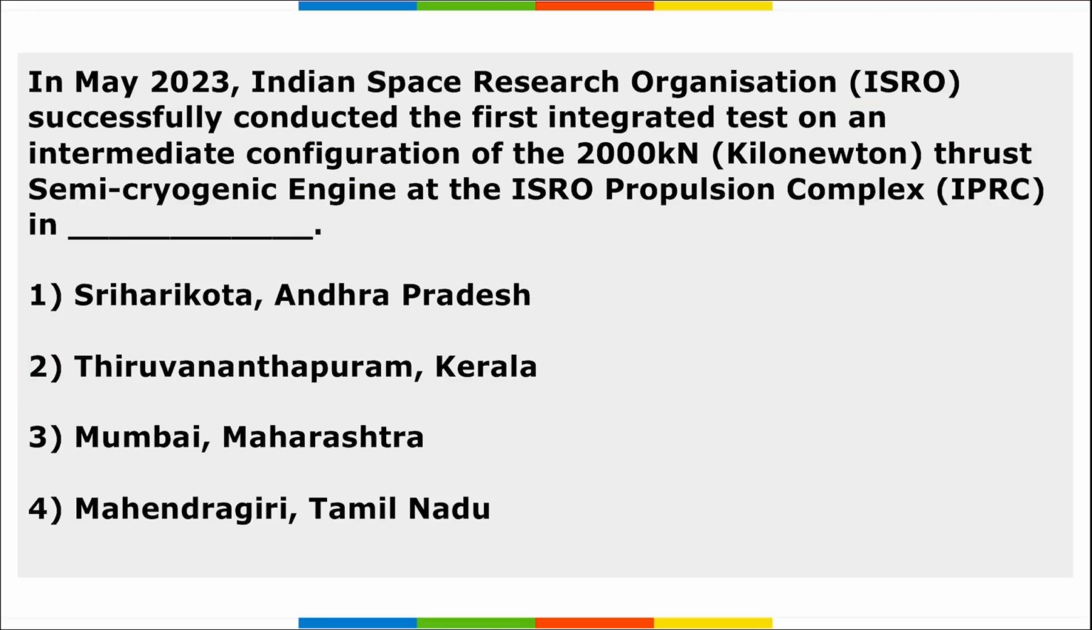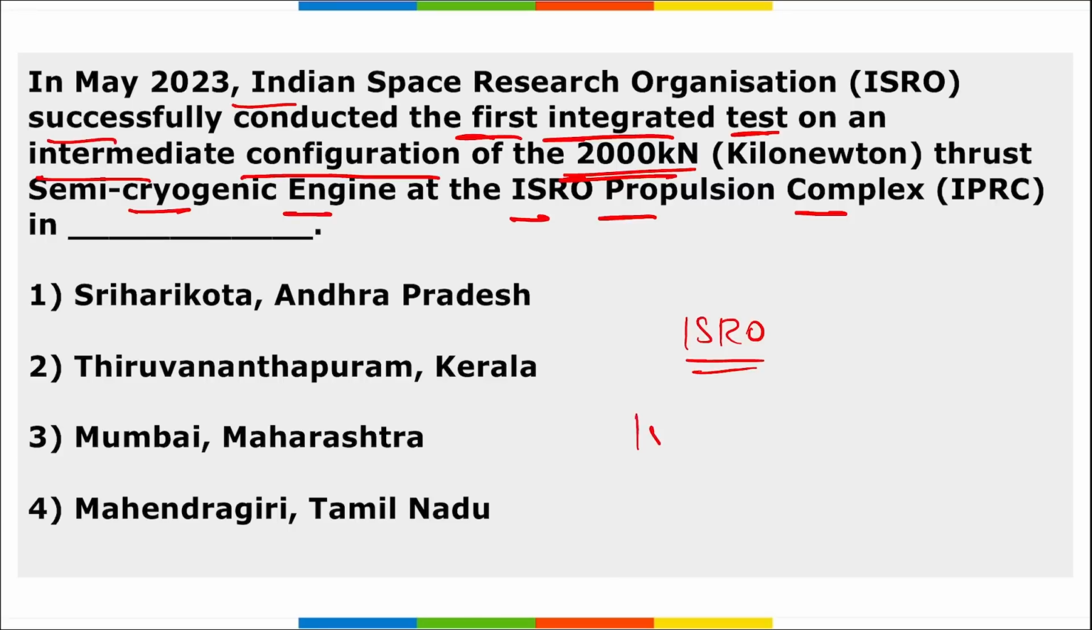Next, ISRO successfully conducted the first integrated test on an intermediate configuration of 2000 kilonewton thrust semi-cryogenic engine at the ISRO propulsion complex. So remember, ISRO recently conducted the first integrated test on the intermediate configuration of the 2000 kilonewton thrust semi-cryogenic engine at the ISRO propulsion complex in Mahendragiri, and Mahendragiri is in Tamil Nadu.